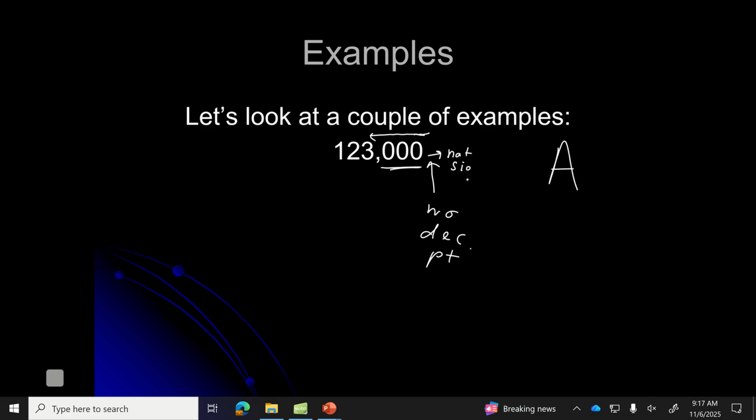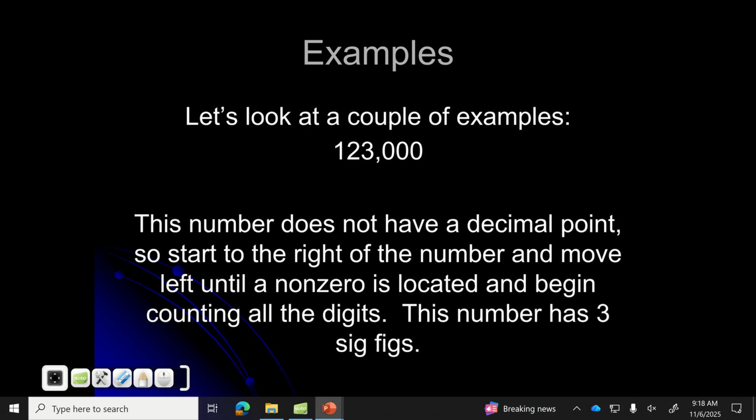Now, you don't need to point that out in the end, but I'm just saying that to you. And then we just count up the rest of the numbers. 1, 2, 3. So we have 3 significant figures, usually shortened to sig figs, in this 123,000 number. 3 sig figs. There we go. So we start from the right and we move on in until we hit a non-zero number, which is the 3, and count everything from there.